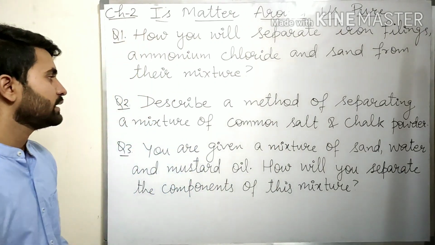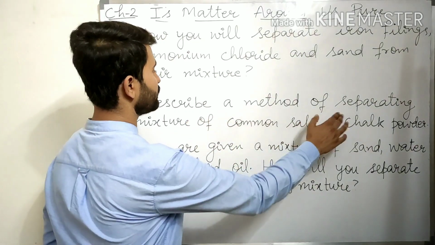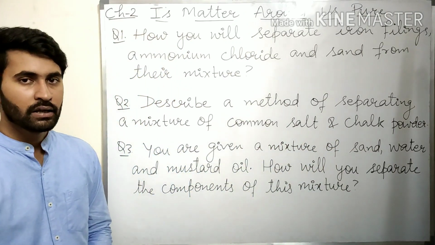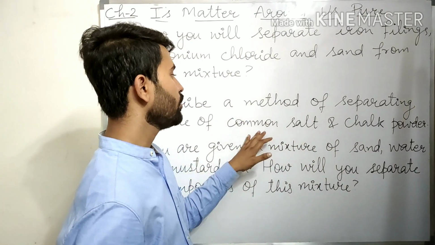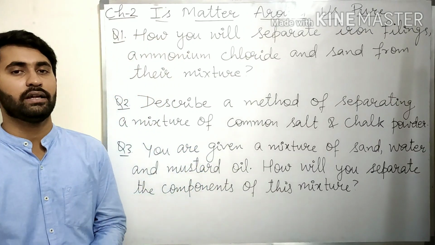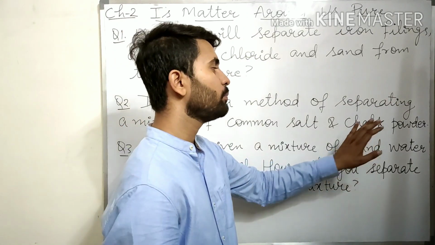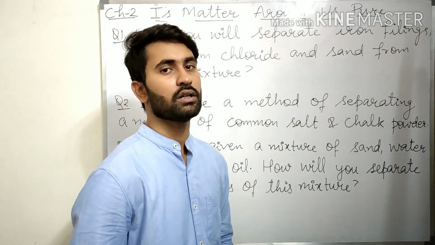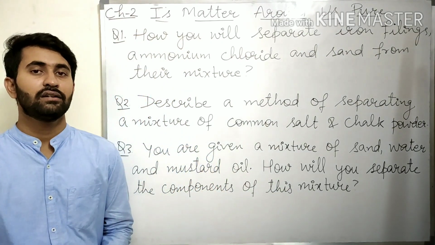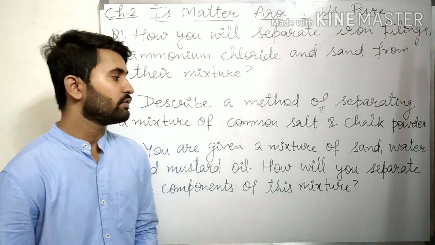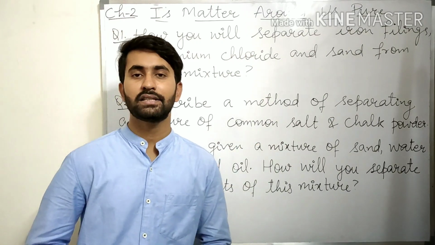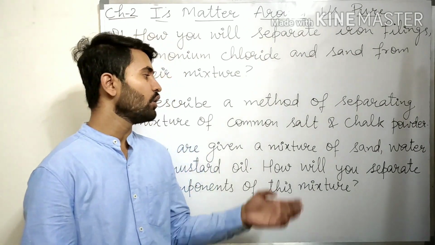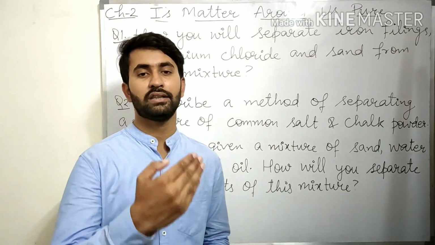Now the next question is, describe a method of separating a mixture of common salt and chalk powder. We know that common salt is soluble in water, whereas chalk powder is a solid that does not dissolve in water. So in this case, we can use filtration. First of all, we will mix some water in the mixture, and the common salt will get dissolved in that water.